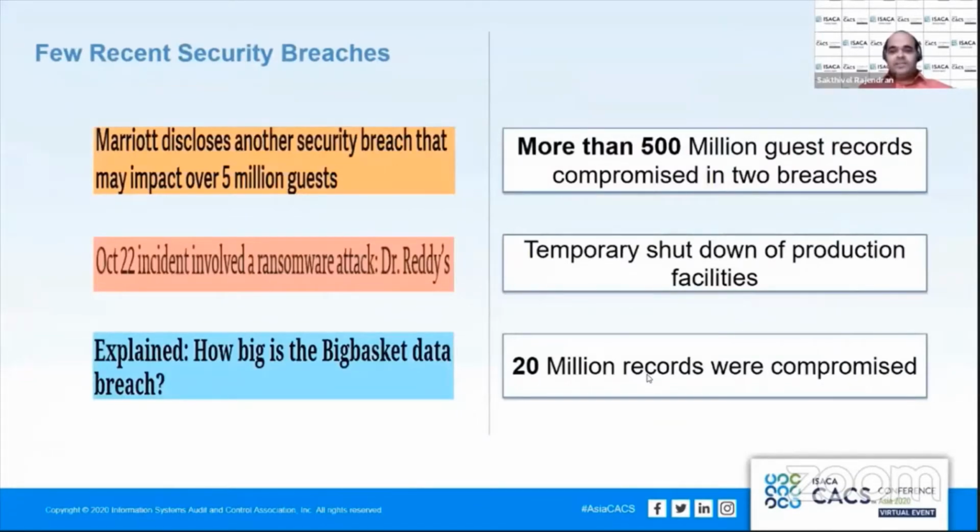500 million guest records. I repeat, 500 million guest records from a hotel chain were compromised in two different breaches for the same organization. Then a ransomware incident, which happened recently, forced a major pharmaceutical company to shut down its operation temporarily. Then we have another case of 20 million customer records being compromised from one of the online retailers. These things tell us one thing clearly: the next target for a cyber attack can be any of our organizations. The cyber attack can come in multiple ways, from unexpected sources, even when the organization is not the actual target for the attacker.